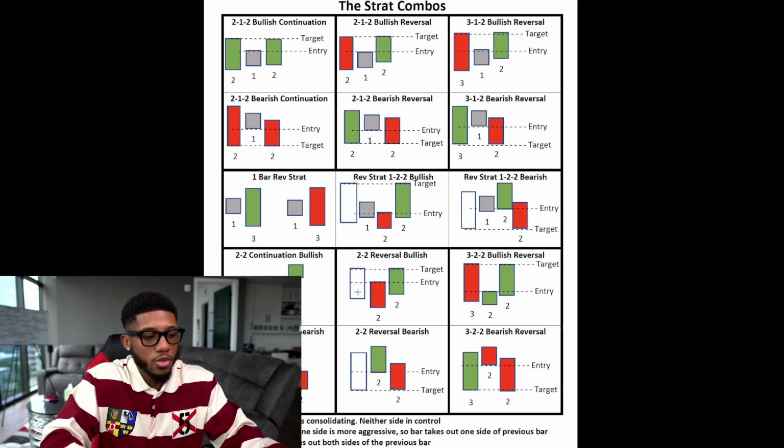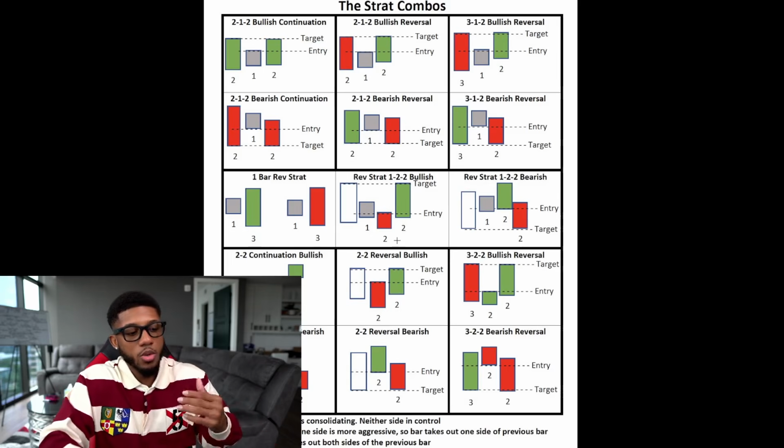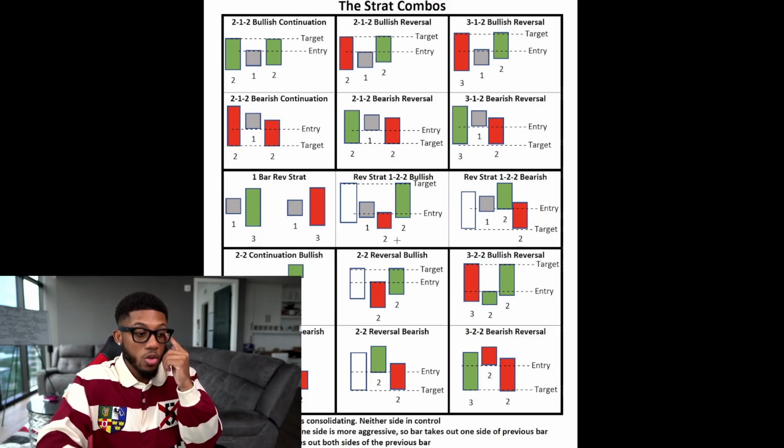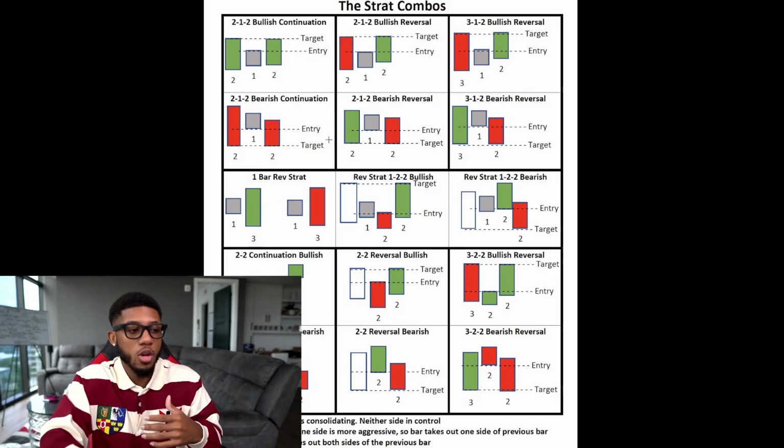So like 2-2 reversal, this is basically when a candlestick is bearish and then the next candle opens and it reverses. So the really cool thing about trading the strat as well, you can spot reversals, continuations, volatility moves, explosive moves. You can spot all of it based off these combinations.